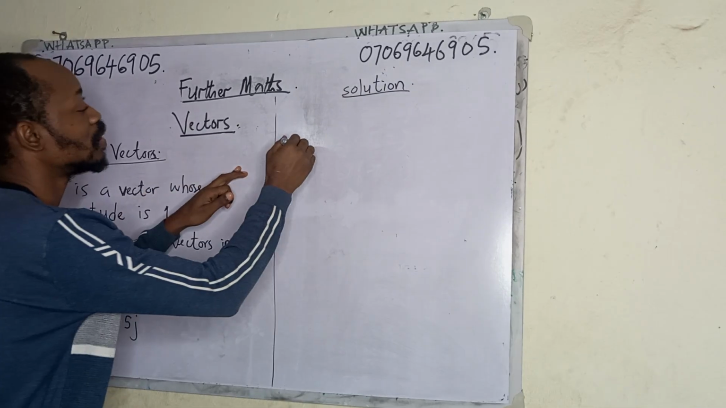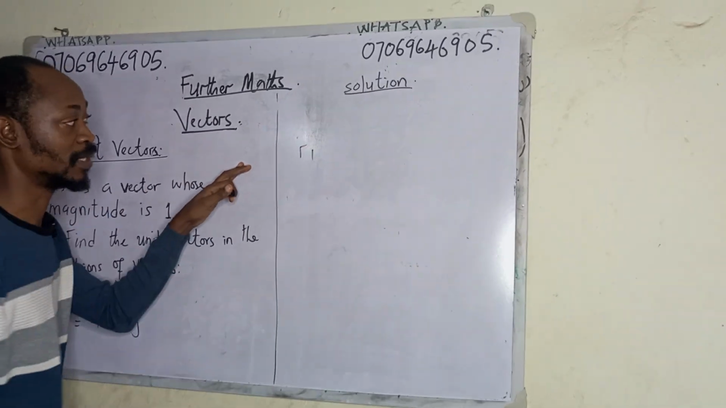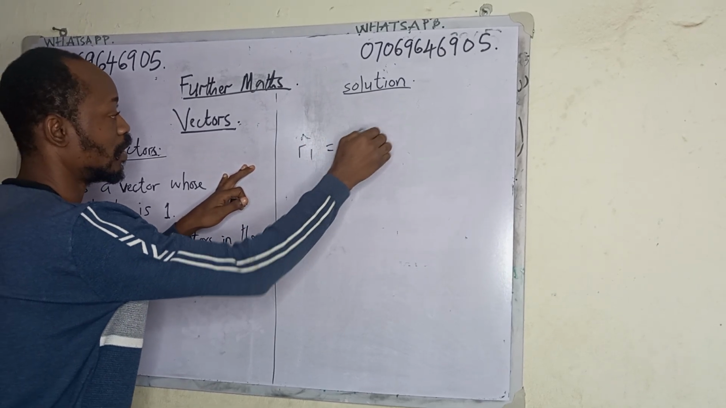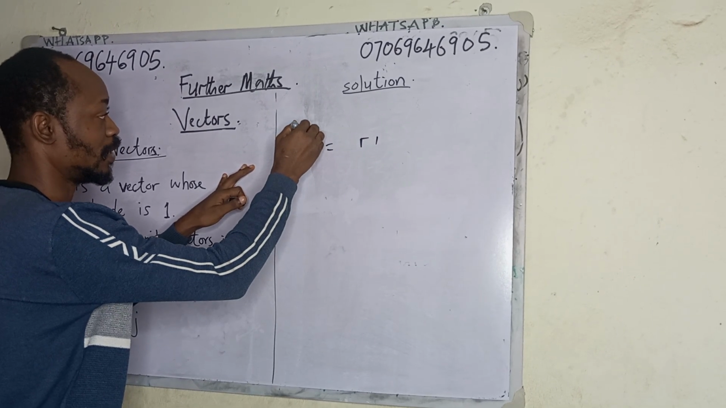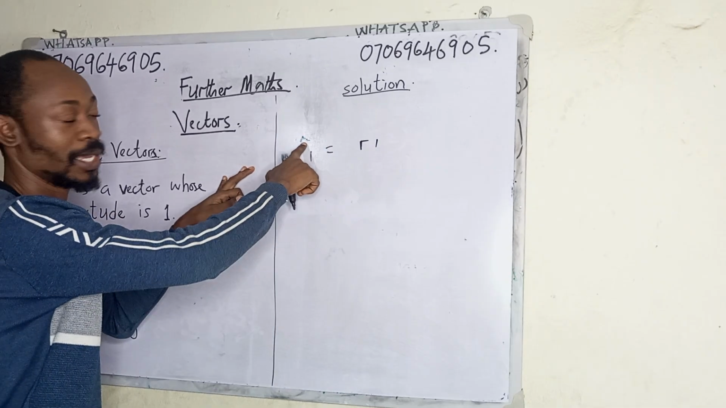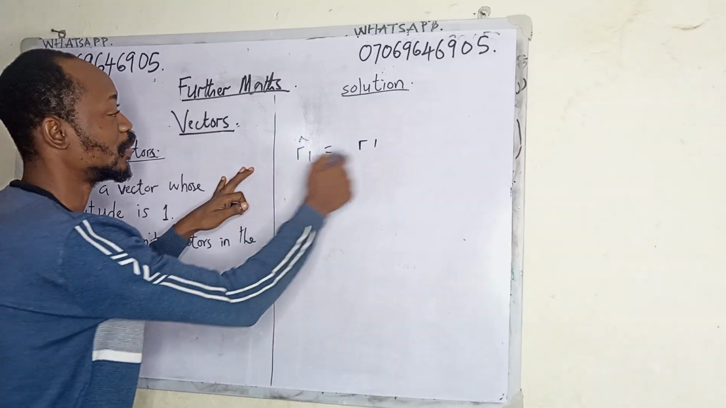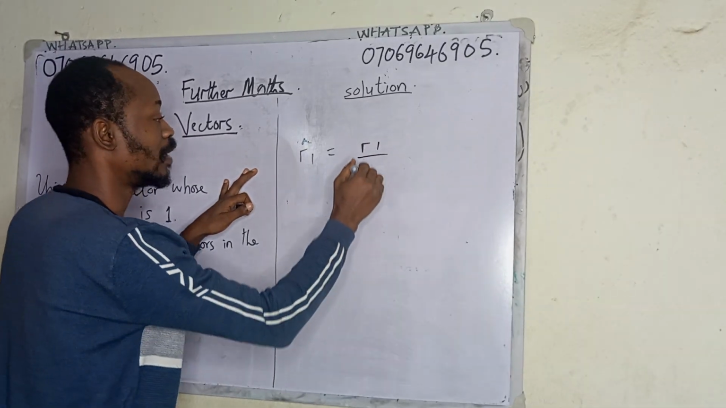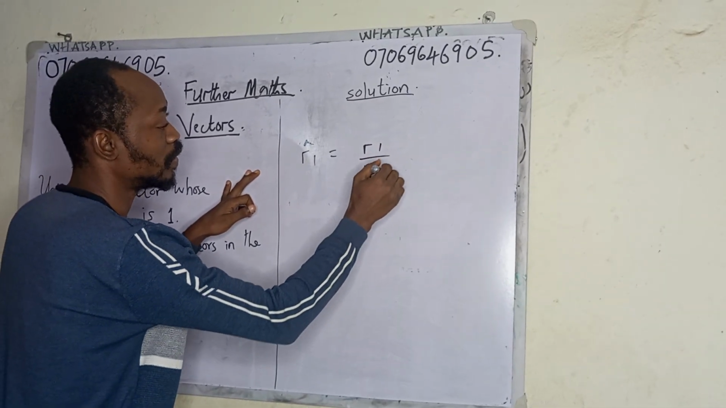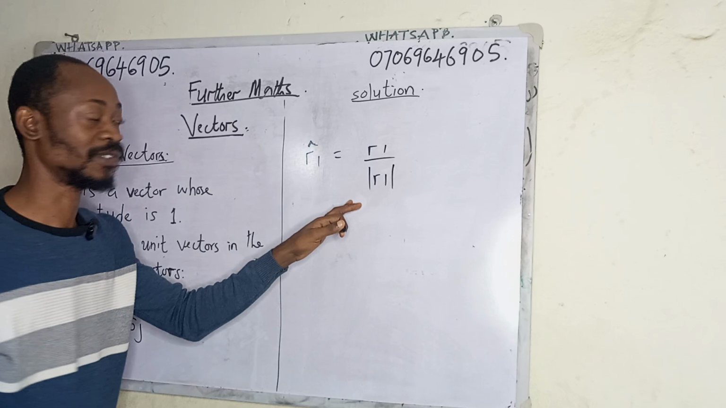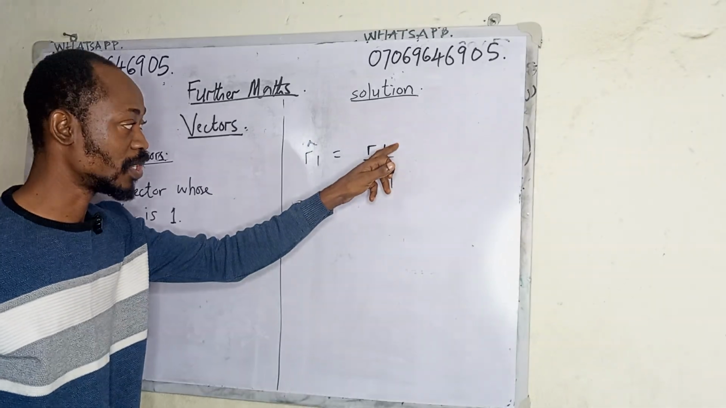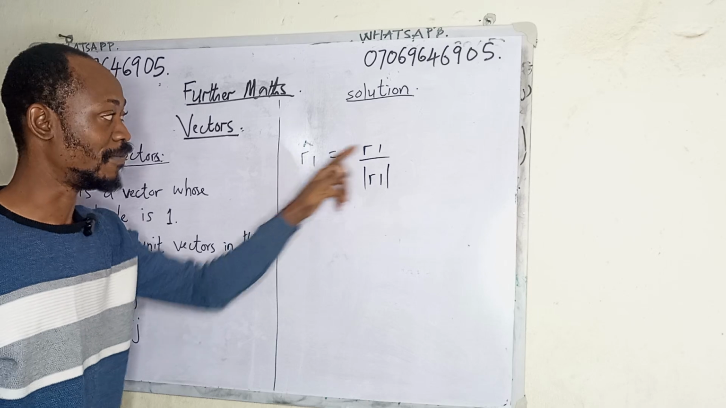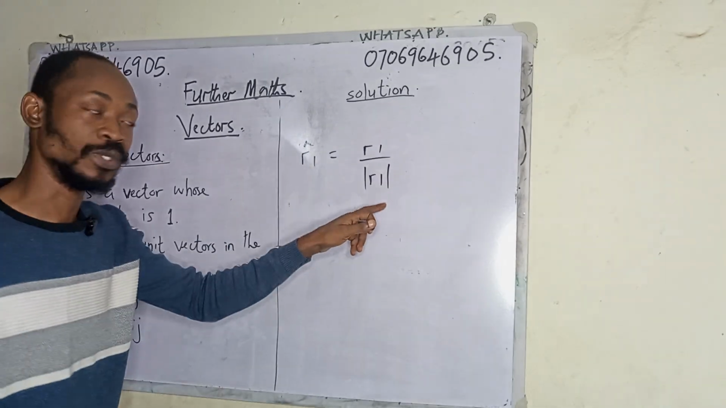The formula for the unit vector of r1, for example, is r1 with a little crown on its head, like a tiara. That's called the unit vector. So it's r1 all over the modulus of r1. That's the formula for the unit vector: the vector itself all over its own modulus.